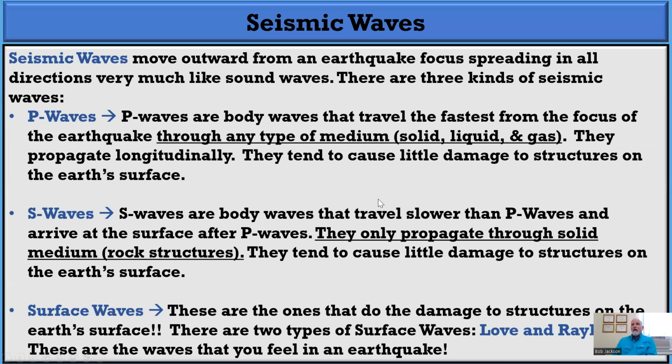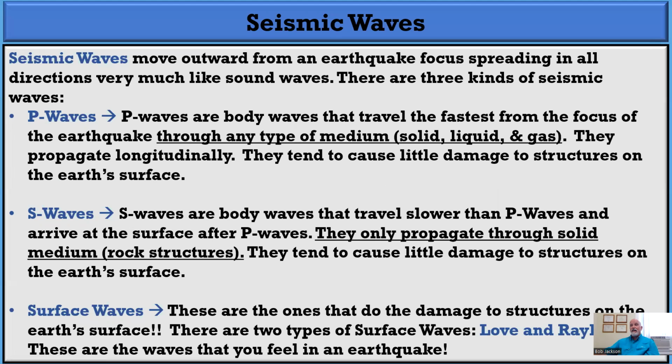Now your seismic waves. There are different types of seismic waves that come off of an earthquake, some that are extremely destructive and others not so much. First you have P waves and S waves. They are down in the Earth. The P waves are body waves. When we say body waves, that means they're in the Earth, the body is the Earth. They travel very fast, and they will travel through any type of medium: solid, liquid, or gas.